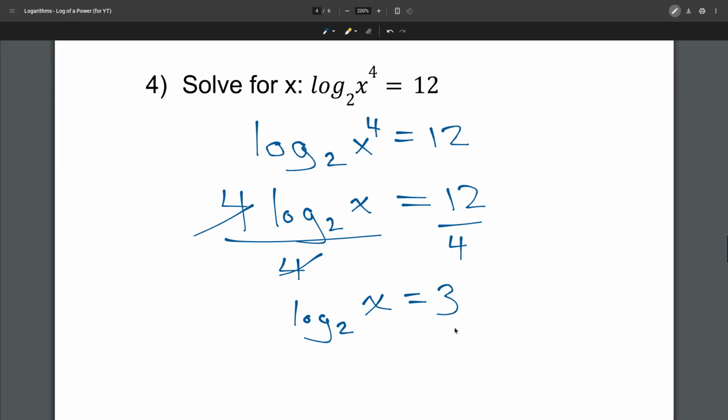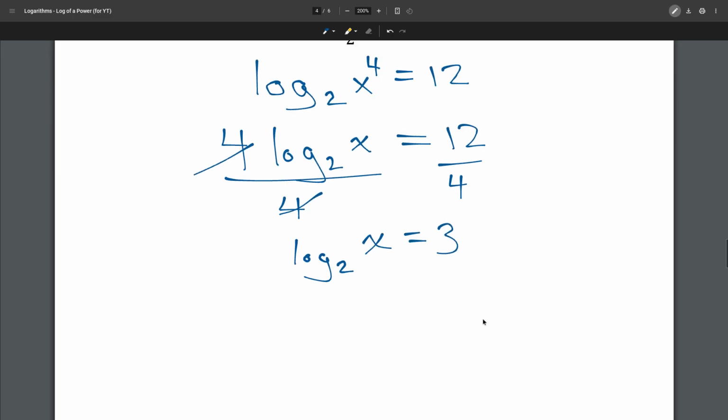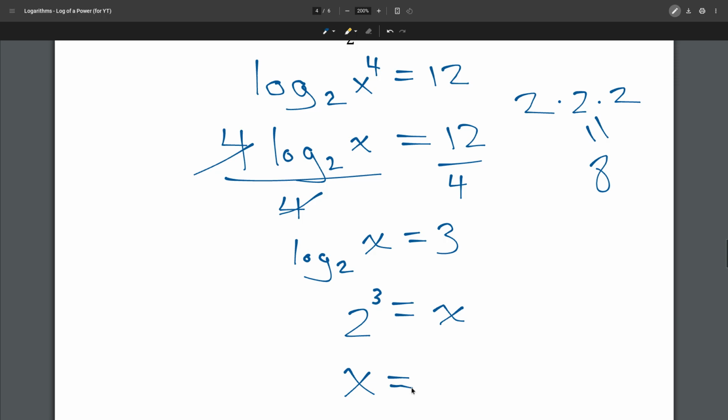equals 3. Okay, so now we want to rewrite this as an exponential equation. So we're going to write it as 2 to the third power equals x. Well, what is 2 to the third power? That's 3 2's multiplied together, so 2 times 2 times 2. So that equals 8. So x is going to equal 8.